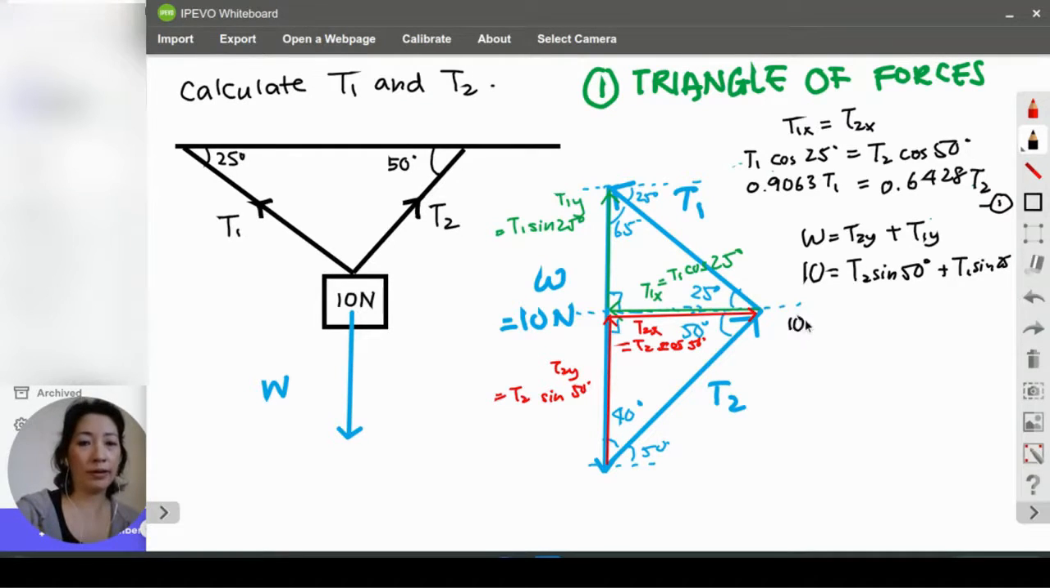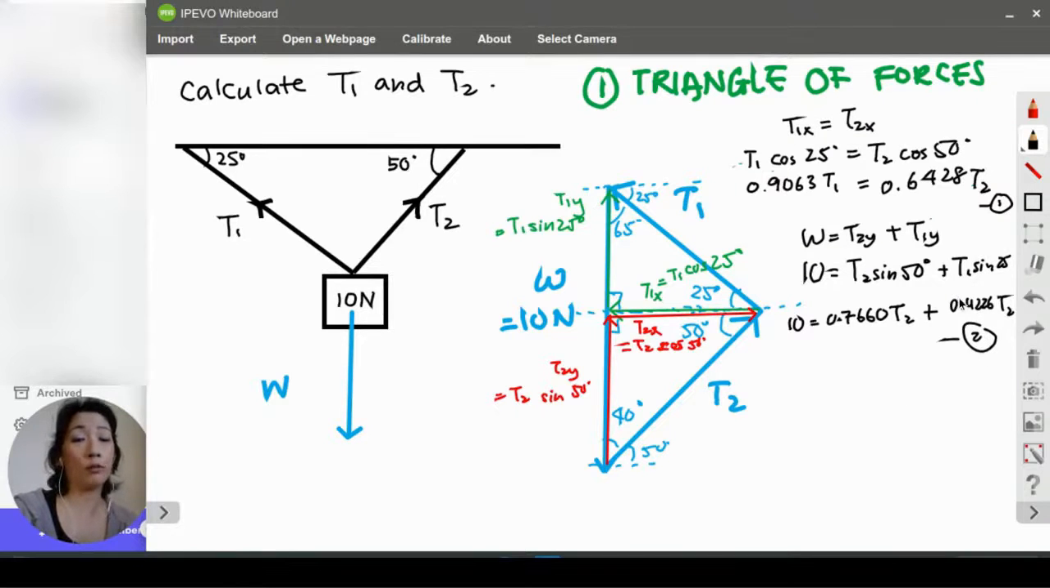Alright, a little bit lower here. So this would be 0.7660 T2 plus sine 25 is 0.4226. So this would be the second equation. So in order to solve it this way, what you need to do is simultaneous equations.